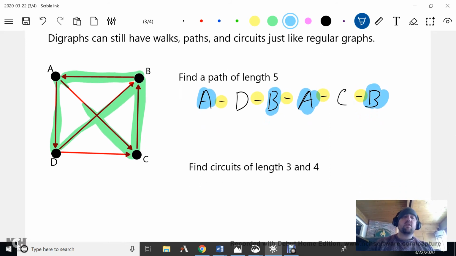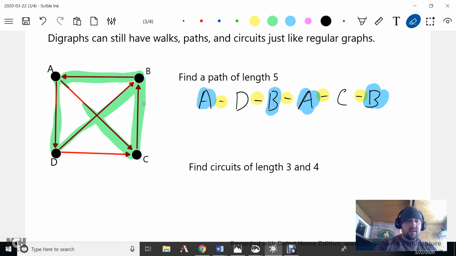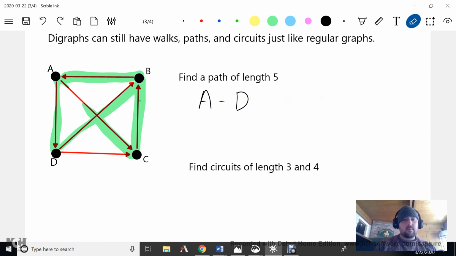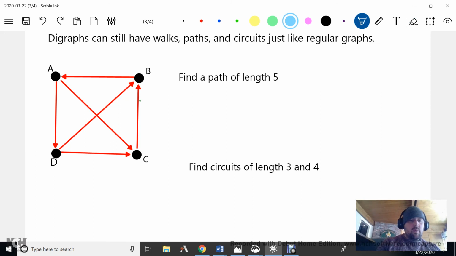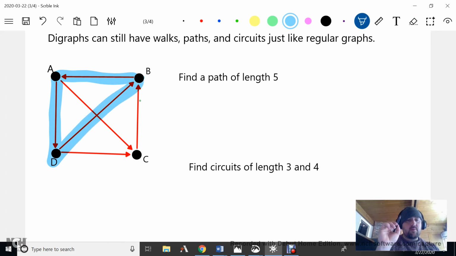Find circuits of length 3 and 4. Go ahead, pause the video, think for a minute, okay? How would you find circuits of length 3 and 4 in this graph? While you're thinking, I'll go ahead and erase some of these things. Right? So, a circuit of length 3, we kind of want to find a triangle. Oh, here's a triangle, right? So here's a circuit of length 3. That works.